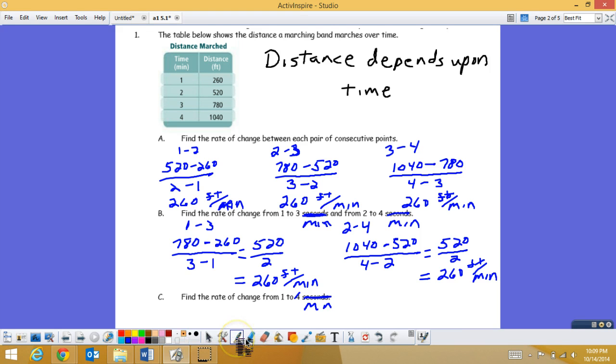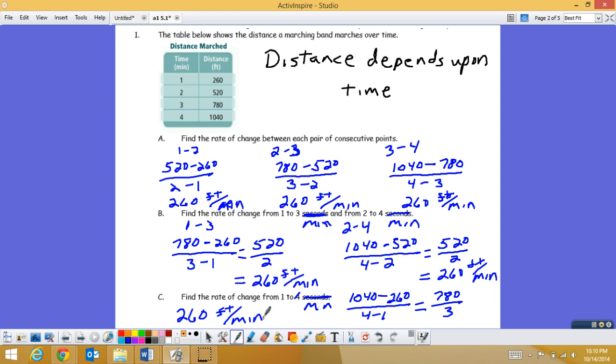So from 1 to 4 minutes, we are going to find the rate of change from 1 to 4 minutes. So we're going to take the distance at 4 minutes, which is 1,040. Subtract the distance at 1 minute, 260. And then on the bottom, we subtract the times. So 1,040 minus 260, that would be 780 over 3. So again, when we take 780 divided by 3, we still have 260 feet per minute.